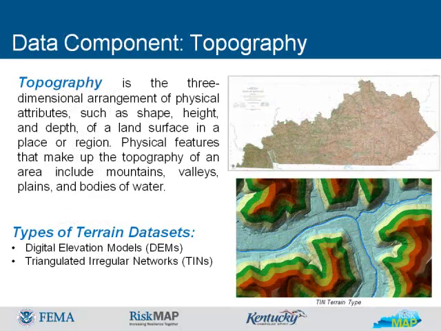Topography is a three-dimensional arrangement of physical attributes, such as shape, height, and depth of a land surface in a place or region. Physical features that make up the topography of an area include mountains, valleys, plains, and bodies of water. Applied to the mapping process, topography is a digital representation of terrain. Terrain data sets are used to digitally model how water within the study area moves over land.